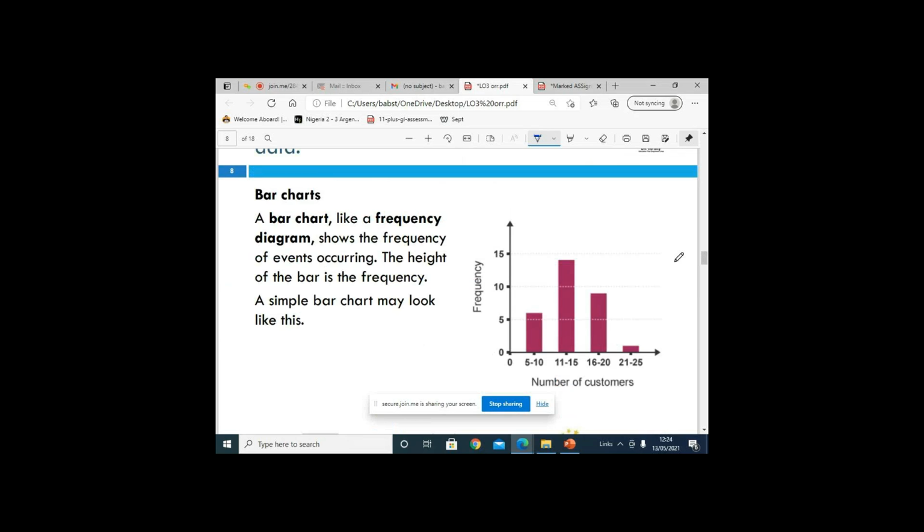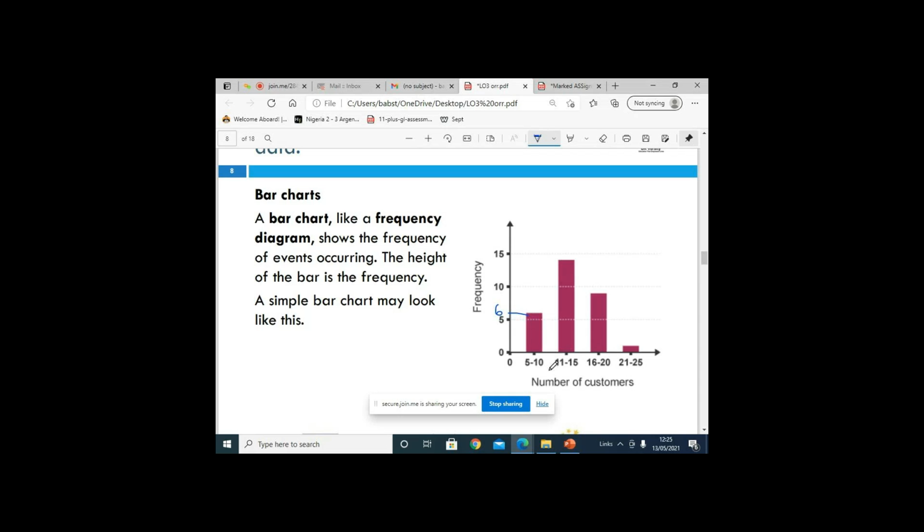So the other one is the bar chart. A bar chart, like a frequency diagram, shows the frequency of events occurring. For example, the height of the bar is the frequency. In the previous one, we know that between 5 and 10 we have 6 frequencies. It counted 6 there between 5 and 10. So you put it here. Can you see? This one is 6.